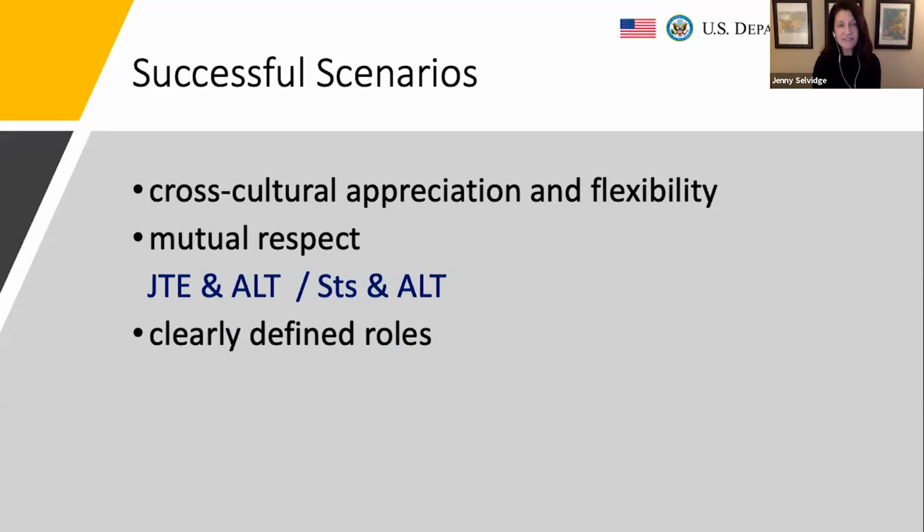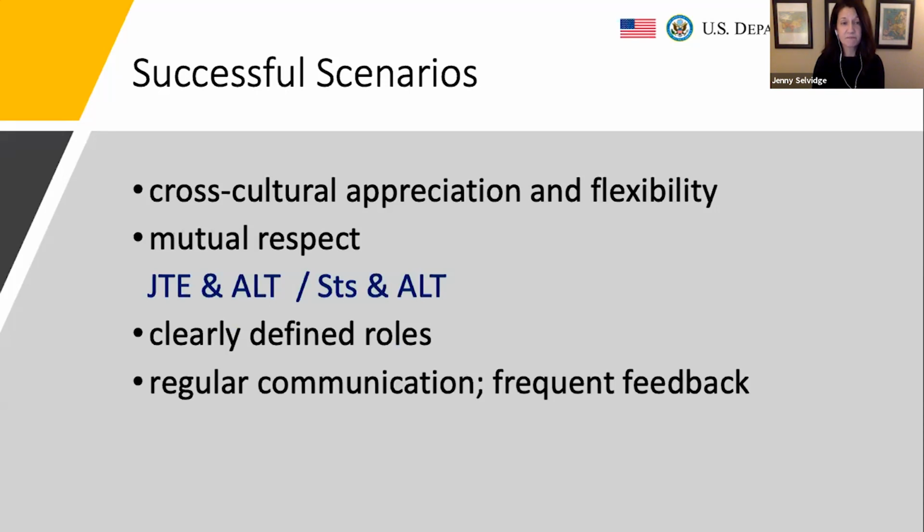Also, clearly defined roles. When both the JTE and the ALT know their role in the classroom on any given day, that is a really successful aspect of it. And then regular communication. So when they find a way to communicate about what they're doing in class, and also frequent feedback about how things are going or maybe how things need to change a little bit.